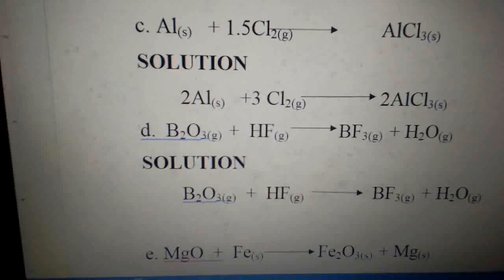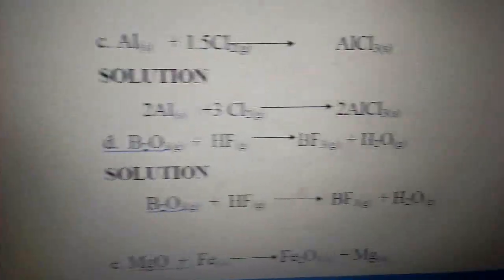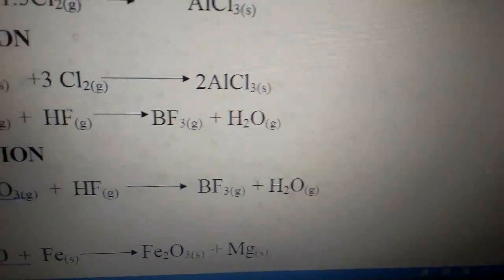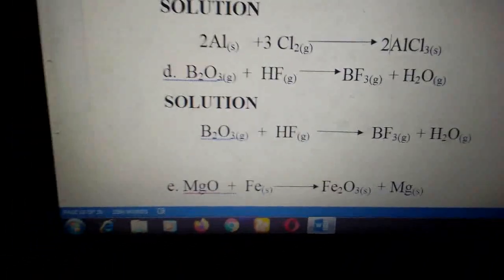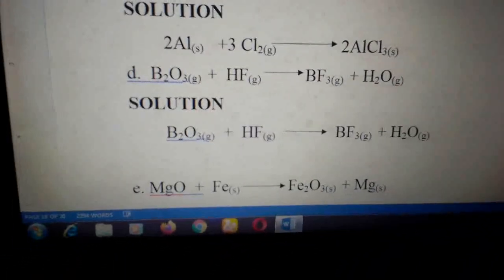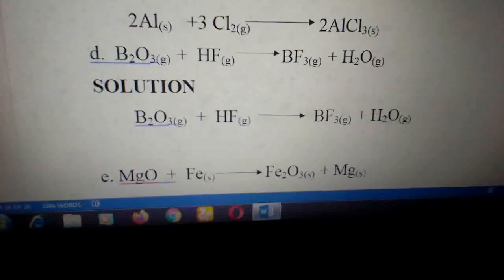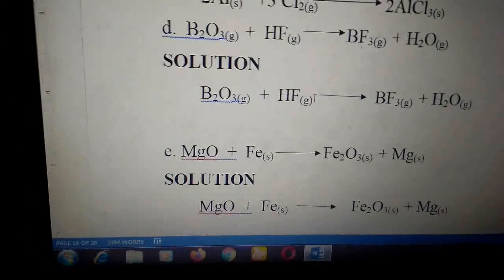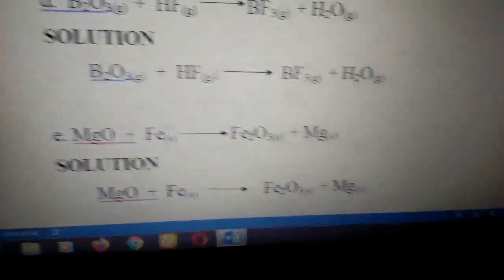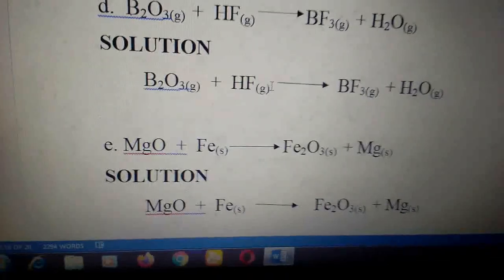2 atoms of aluminum on the left hand side, 2 atoms of aluminum on the right hand side. 3 times 2, 6 atoms of chlorine on the left hand side. 2 times 3, 6 atoms of chlorine on the right hand side. We look at the third equation. We have boron oxide reacting with hydrogen fluoride, giving us boron fluoride and water. We have to balance the equation, and we will now go to the solution.